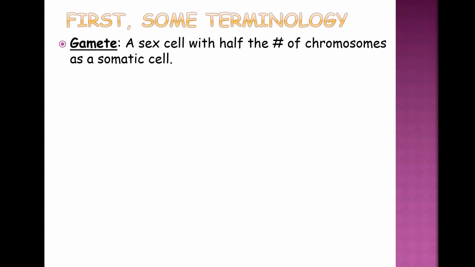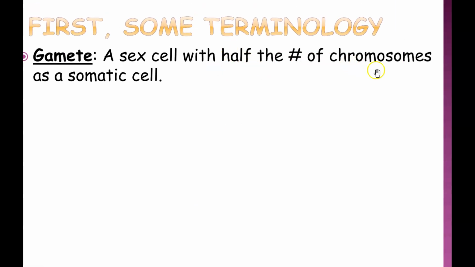Okay, so a gamete is a sex cell basically with half the number of chromosomes as a somatic cell. So as a human being, all of our cells have 46 chromosomes. All of our body cells have 46 chromosomes. However, the sex cells in humans, so whether we are male or female, they have half the number of regular chromosomes. So they would have 23 chromosomes instead of 46.